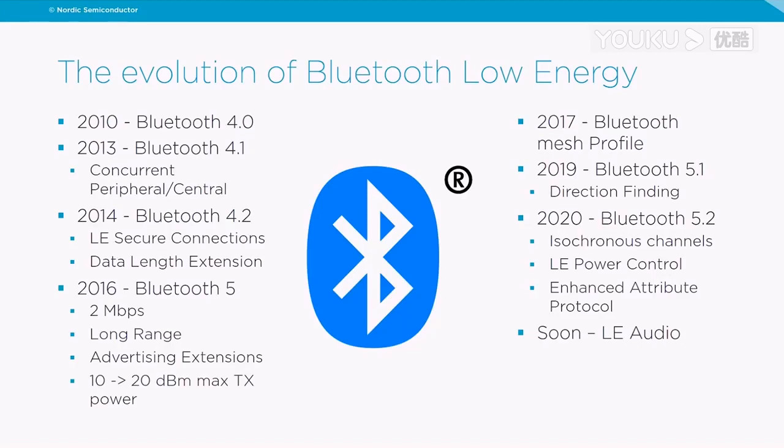Then last year came Bluetooth 5.1, adding the direction finding feature, allowing devices to figure out where they are relative to another device. I have some slides on that as well. And then earlier this year came Bluetooth 5.2, which is the first step towards enabling LE audio with the isochronous channels, allowing you to stream data to one or more devices. It also added LE power control, which enables TX power to be dynamically changed by the peer, depending on the received signal strength.